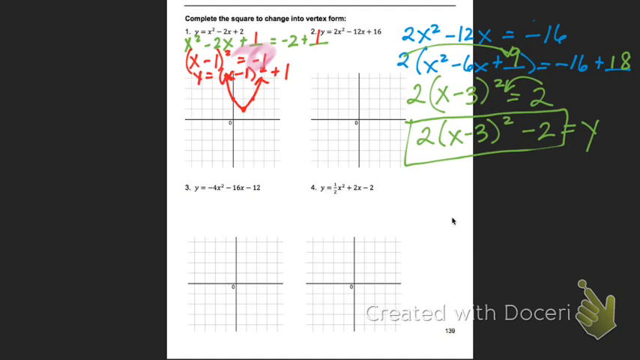So my transformations: it goes right 3, down 2, faces up, 2 over 1 on each side.